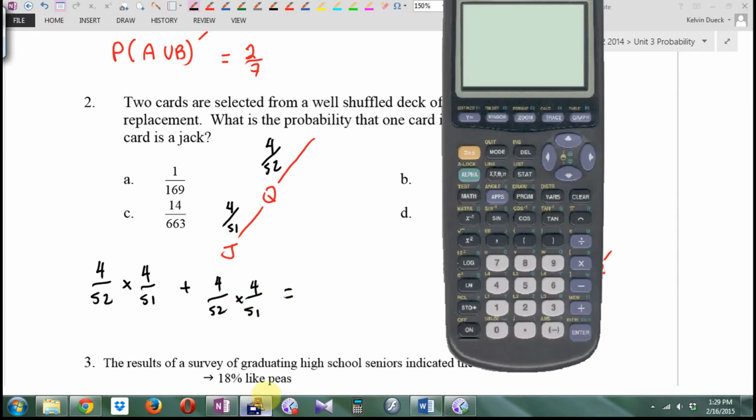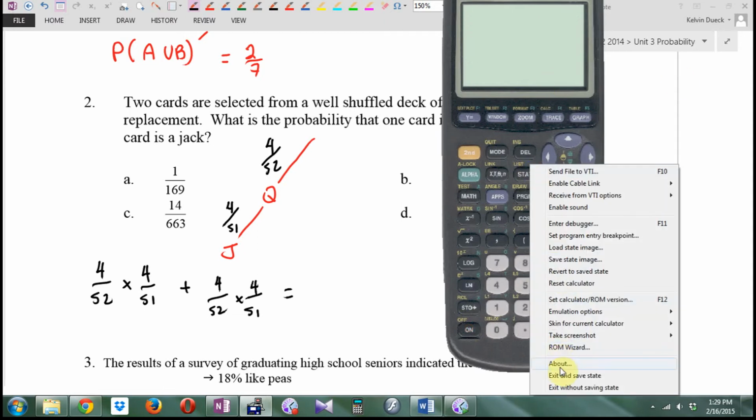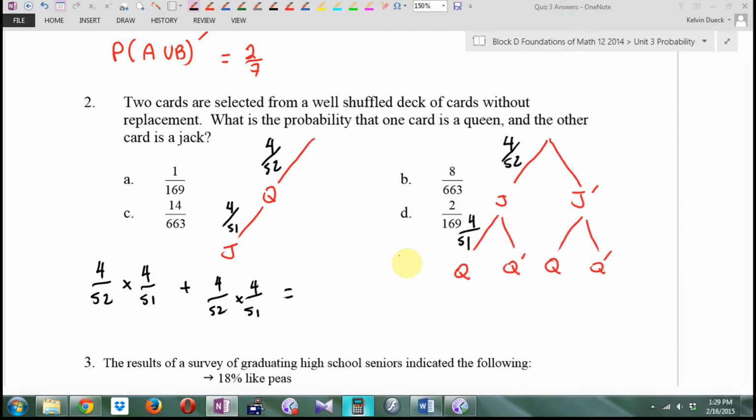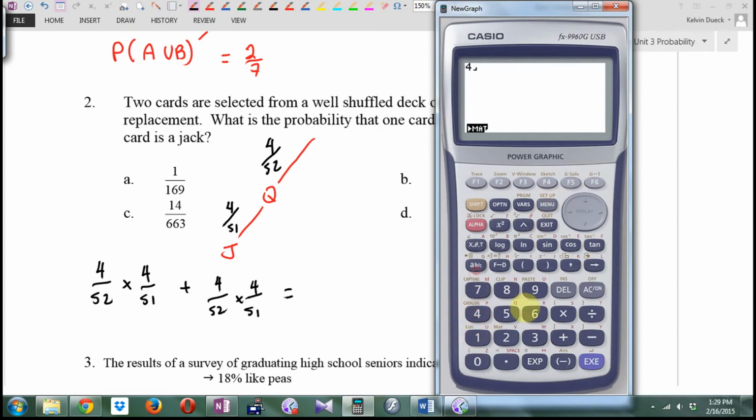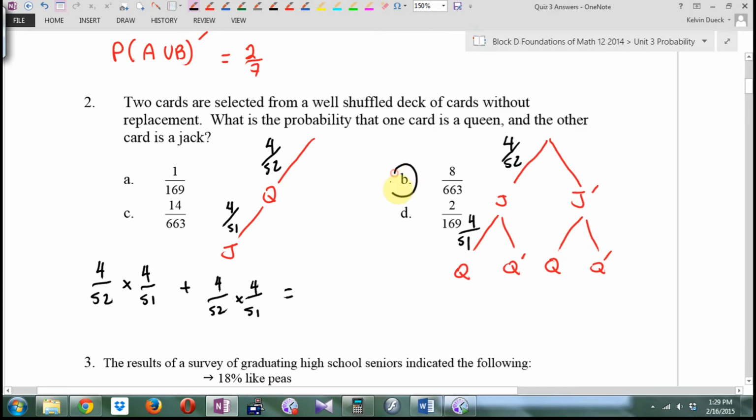So I get, let's bring up your guys' calculator so I don't freak you out. 4 out of 52 times 4 out of 51. Really, times 2, because it's the same thing twice. 8 out of 663. B.